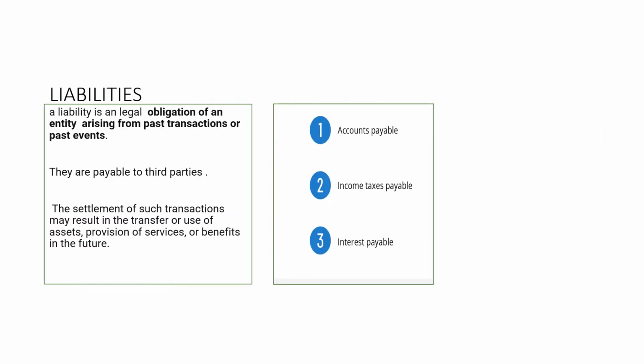Now if we come to the definition part, we will understand that a liability is a legal obligation of an entity arising from past transactions. Past transactions here means transactions which happened in the past for which the payment will be done in the future. So past transactions means transactions arising from past events. Now they are payable to third parties. Obviously over here, if we see the example, Ram is liable to Clarion Corporation, which is a third party. Then settlement of these transactions can be done either in the form of transfer of assets or use of the assets, or maybe in the form of cash also, provision of services and benefits.